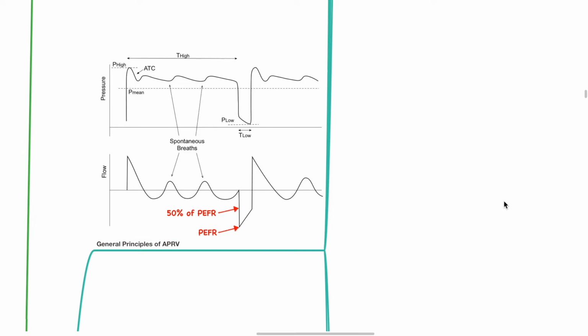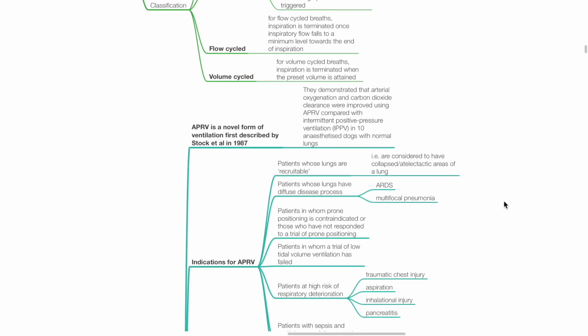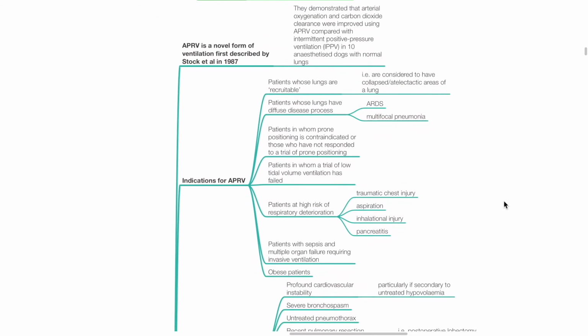General principles of APRV. APRV is a novel form of ventilation first described by Stock et al. in 1987. Indications for APRV include patients whose lungs are recruitable, i.e., are considered to have collapsed or atelectatic areas of a lung. Patients whose lungs have diffuse disease processes such as ARDS or multifocal pneumonia. Patients in whom prone positioning is contraindicated, or those who have not responded to a trial of prone positioning.